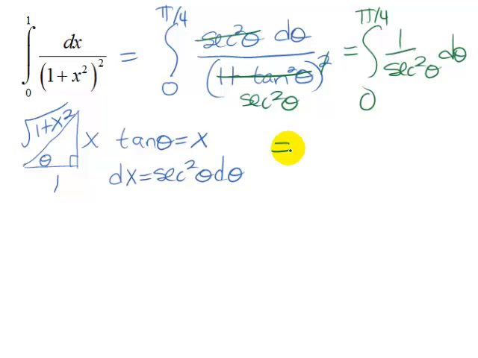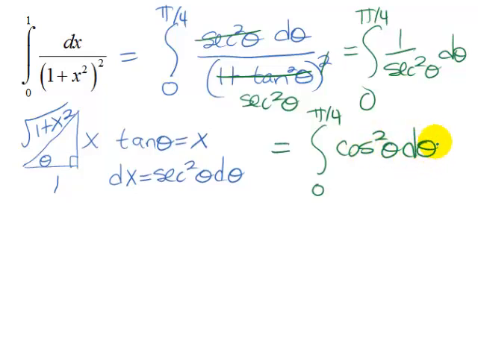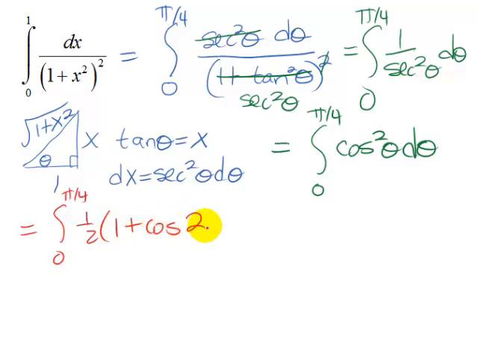secant is a reciprocal function of cosine, so 1 over secant squared is just cosine squared. So this is the integral from 0 to pi over 4 of cosine squared theta d theta. And we know how to deal with that. We can use a half angle formula. So let's do that. So we will have the integral from 0 to pi over 4 of 1/2 times 1 plus cosine 2 theta d theta.